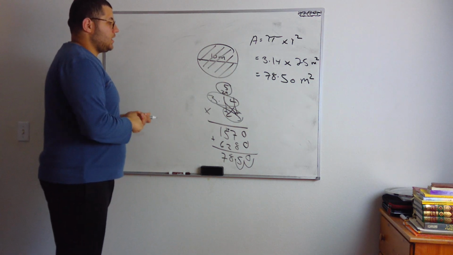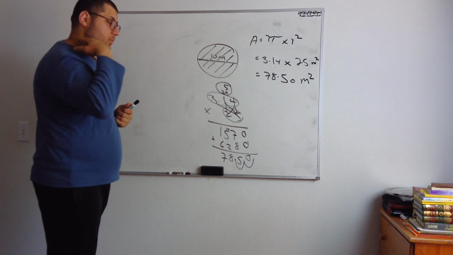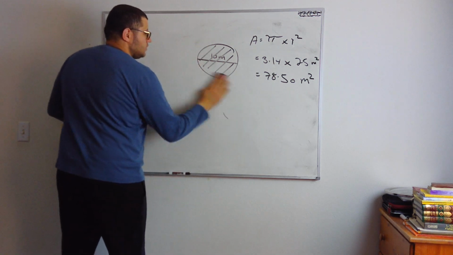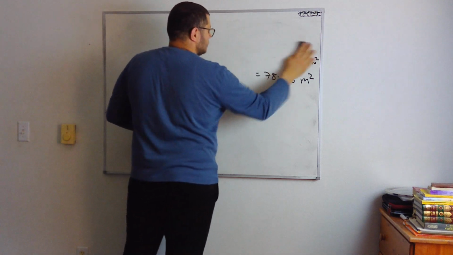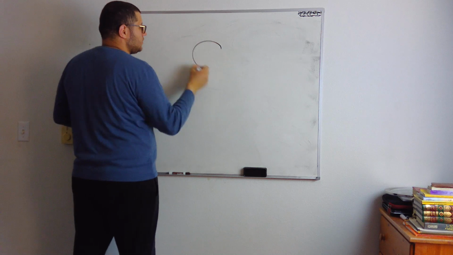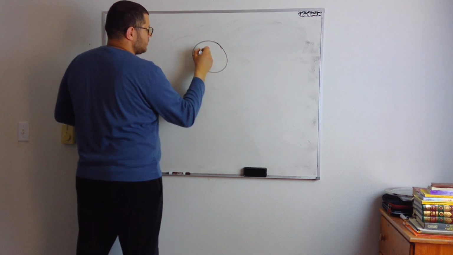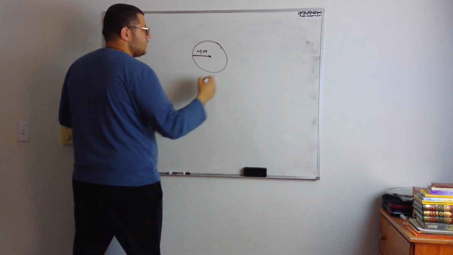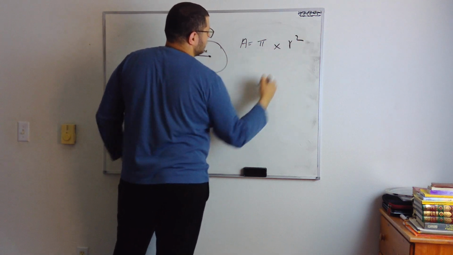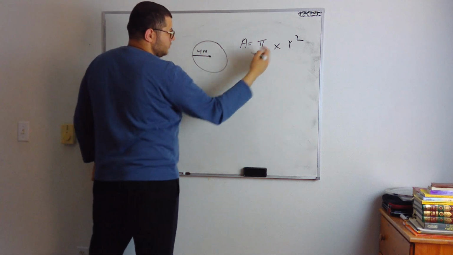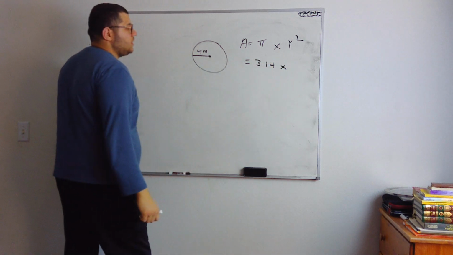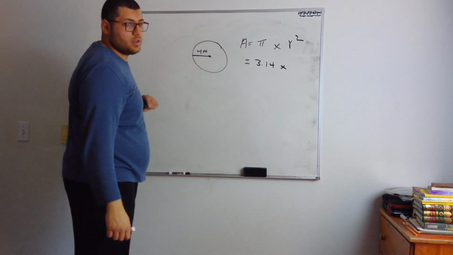All right. Now, let's go ahead and try another example. We have a circle. This time, the radius of the circle is 4 meters. All right. Now area equals pi times r squared. R stands for radius. Pi is 3.14 times radius squared. The radius is already there. We don't have to do anything.